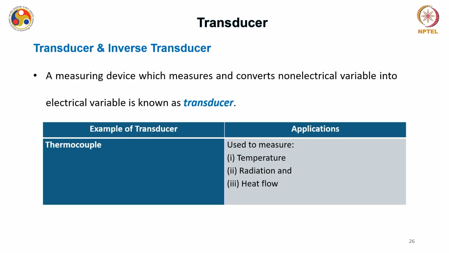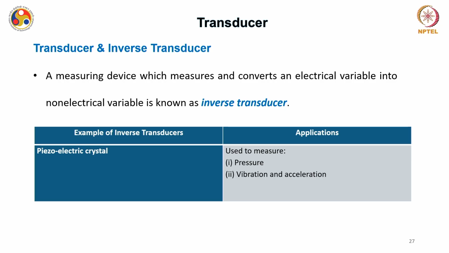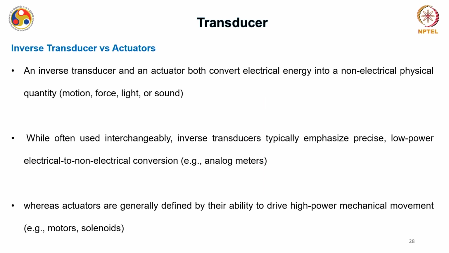Then another classification that we have seen was transducer and inverse transducer. A measuring device which measures and converts a non-electrical variable into an electrical variable is called a transducer, as we have seen. An example is a thermocouple, which is used to measure radiation, temperature, heat flow, etc. An inverse transducer measures and converts an electrical variable into a non-electrical variable, like a piezoelectric crystal, which is used to measure pressure, vibration, acceleration, etc.